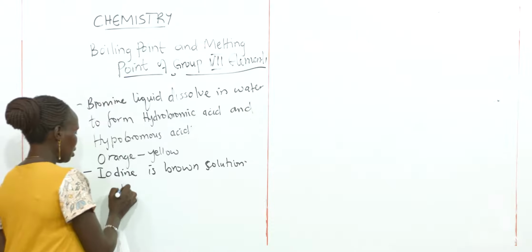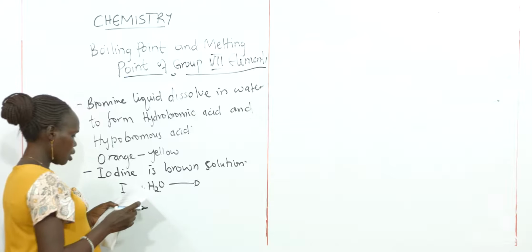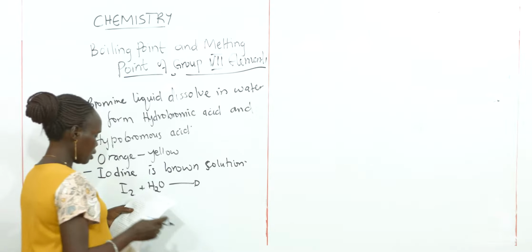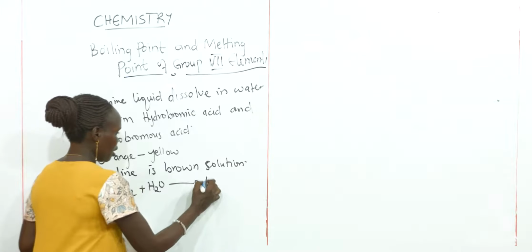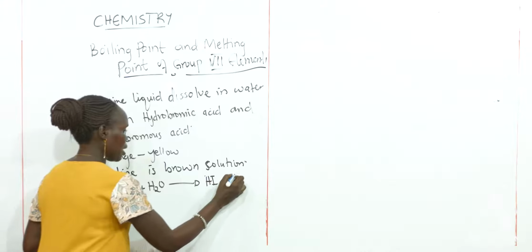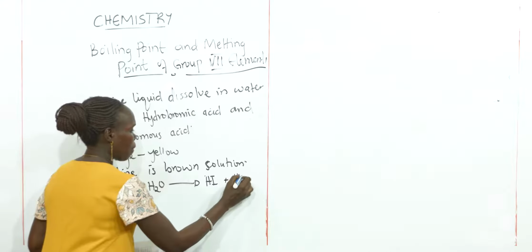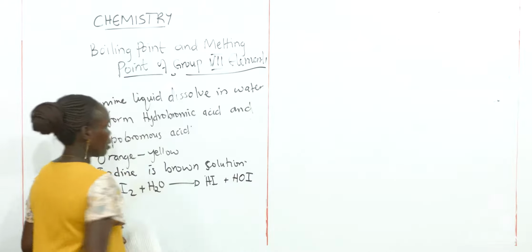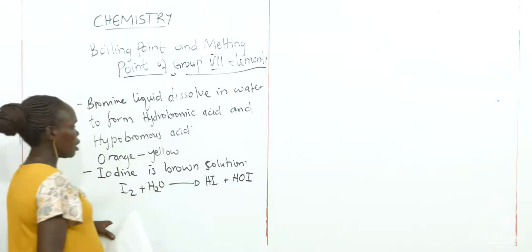So in this case, iodine, when reacted with water, will not all get dissolved, and the resulting mixture will be brown, and it will form hydroiodic acid plus hypoiodous acid, and the reaction will be like that one.